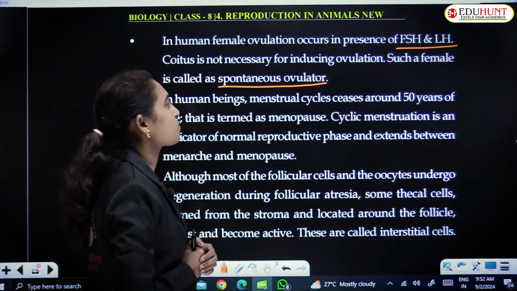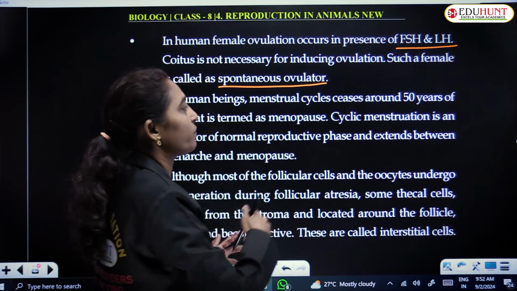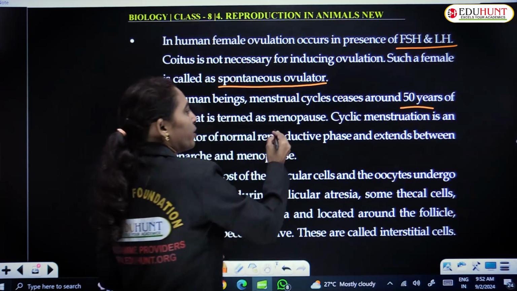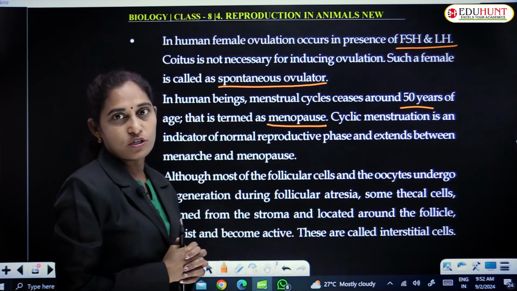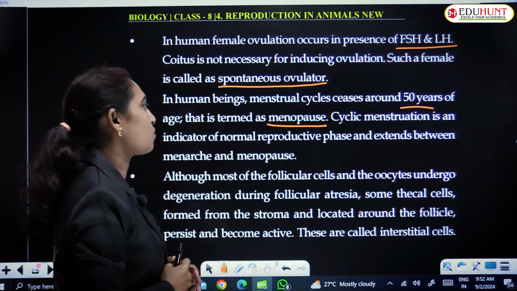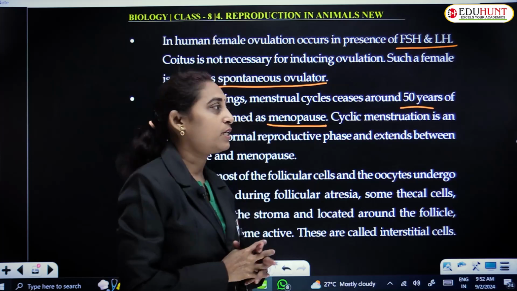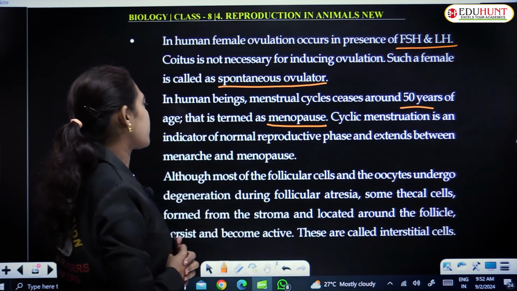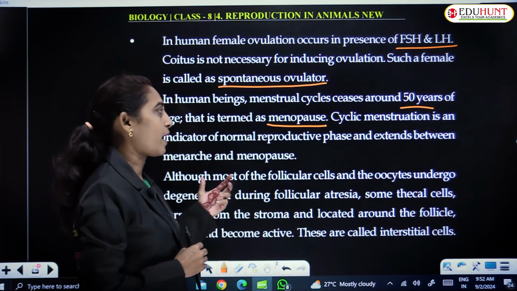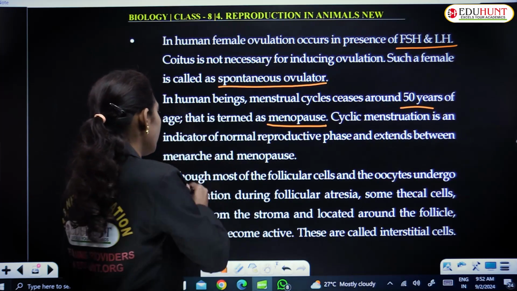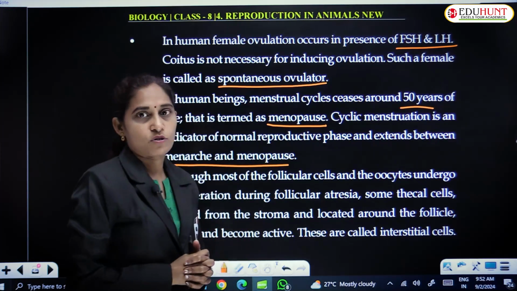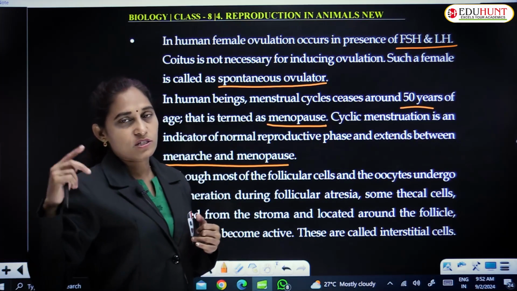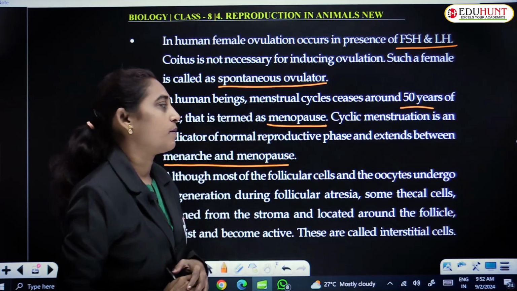In human beings, the menstrual cycle ceases around 50 years of age, which is termed menopause. The cessation of the menstrual cycle is called menopause. Cyclic menstruation is an indicator of the normal reproductive phase and extends between menarche and menopause. Menarche is the first day of maturation, and menopause is the stoppage of the cycle.